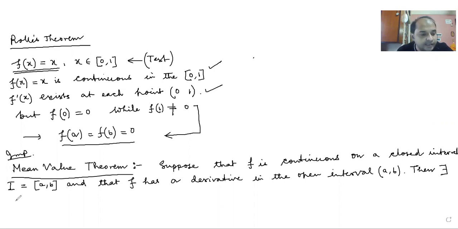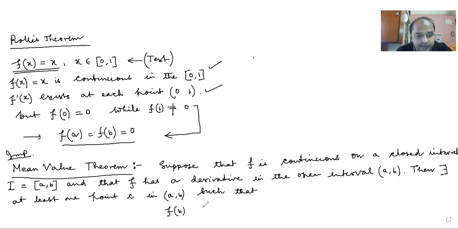Then there exists at least one point c in (a, b) such that f(b) minus f(a) is equal to f'(c) into (b minus a). That is the mean value theorem.